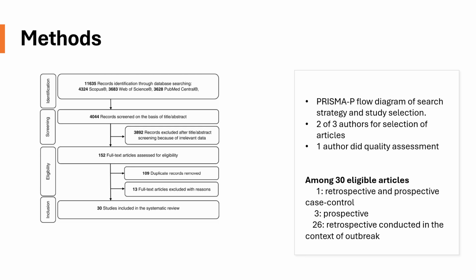13 articles were excluded as they did not demonstrate IPC strategies. 30 eligible articles were selected. Among the 30 articles, 1 is a retrospective and prospective case control study, 3 are prospective studies, and 26 are retrospective, conducted in the context of an outbreak.